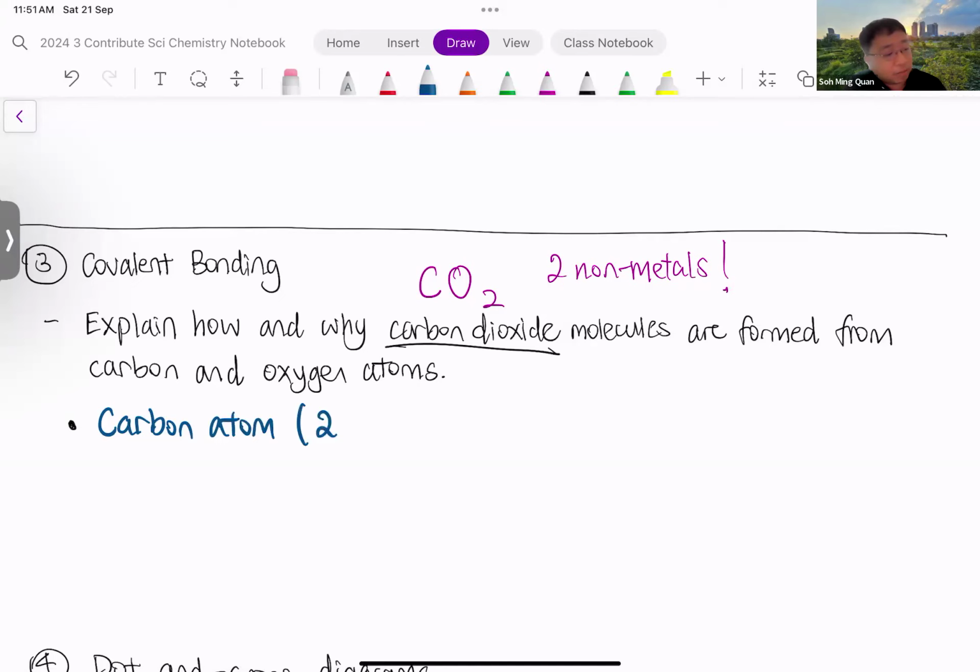The carbon atom, if you look in the periodic table, has 6 electrons. 6 electrons is 2, 4.